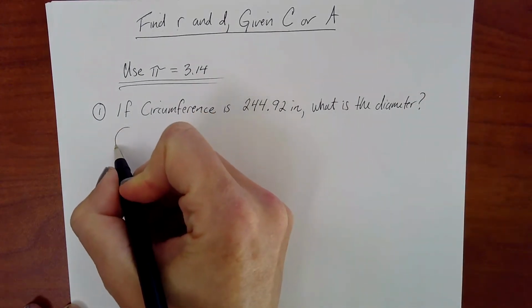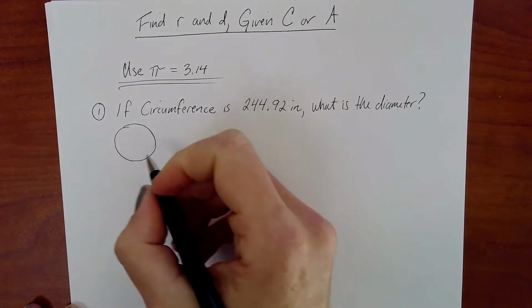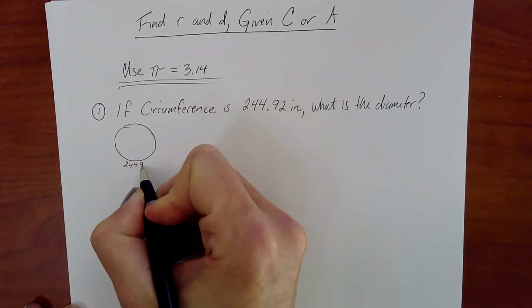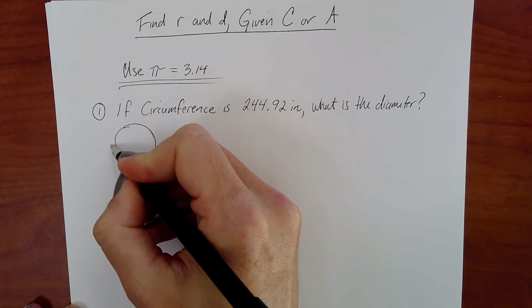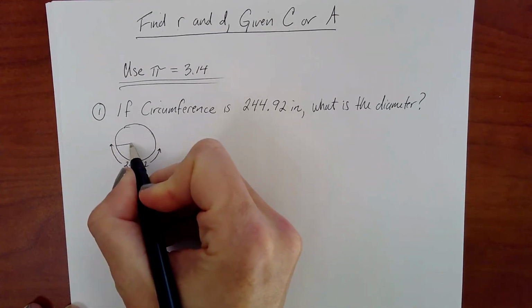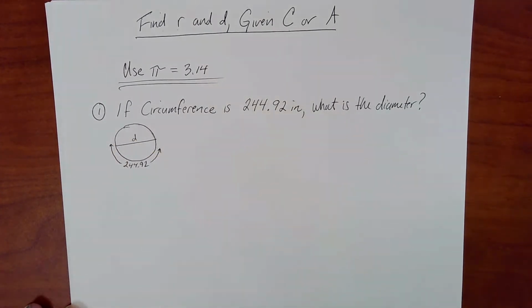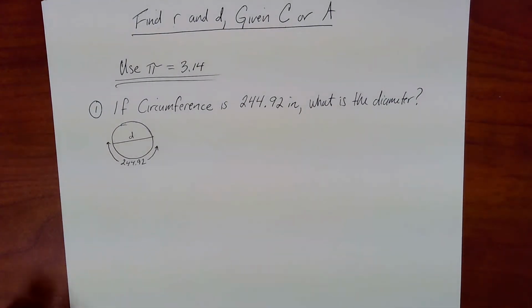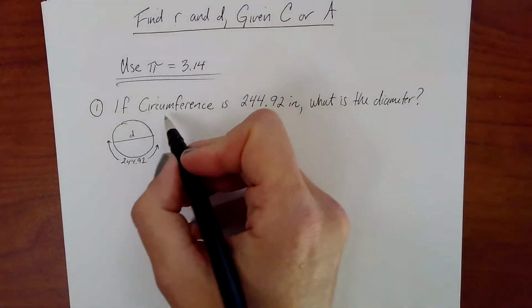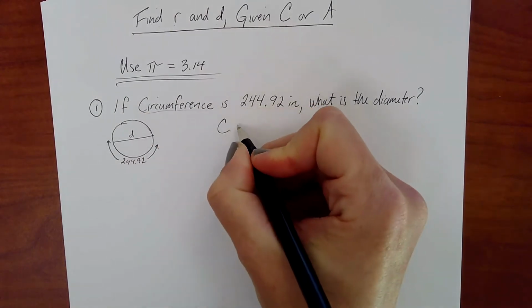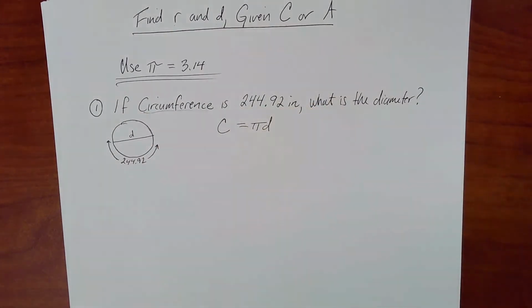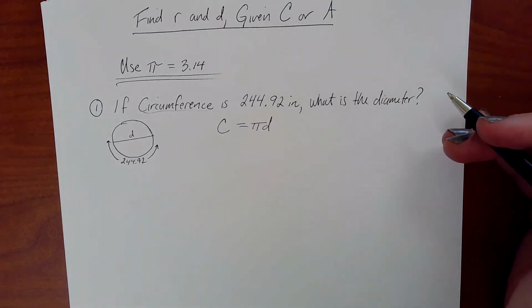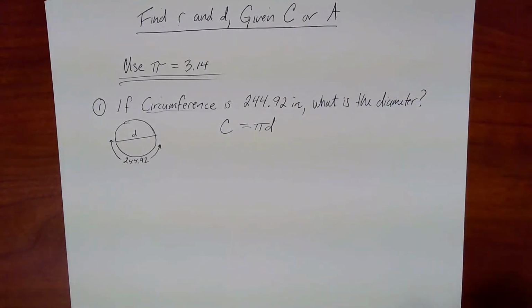So I just told you all the way around is 244.92, all the way around. And you have to tell me how far across the circle is with the diameter. It's pretty impossible unless you use the formula, right? So if they give you circumference, start by writing the circumference formula. And now we're going to do what we always do in geometry: formula, substitution, answer with units.